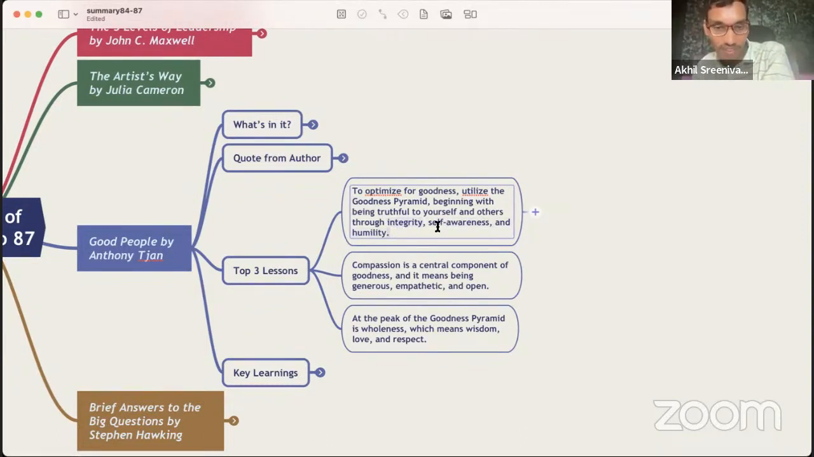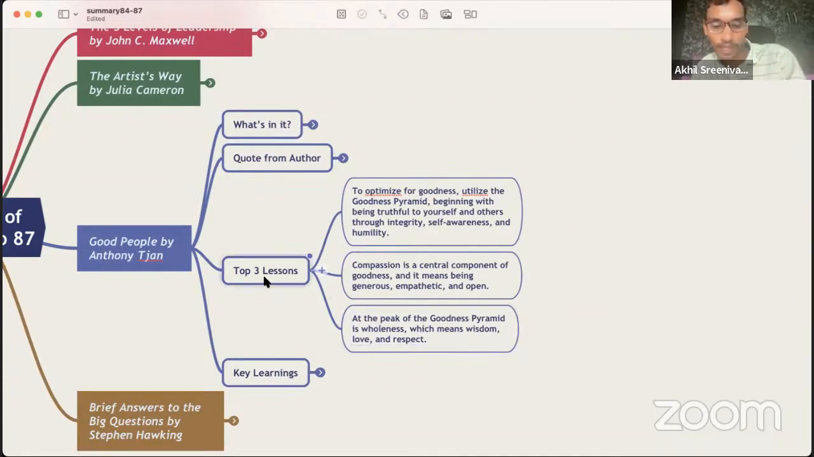Integrity, self-awareness, and humility. So to optimize for goodness, utilize the goodness pyramid. Second lesson is compassion is a central component of goodness, and it means being generous, empathetic, and open. And the third powerful lesson of the book Good People is at the peak of the goodness pyramid is wholeness, which means wisdom, love, and respect.